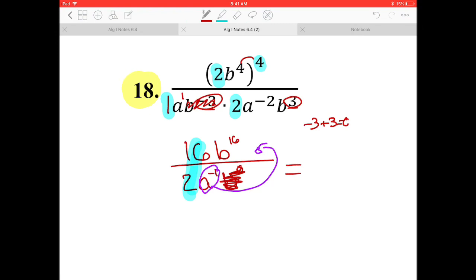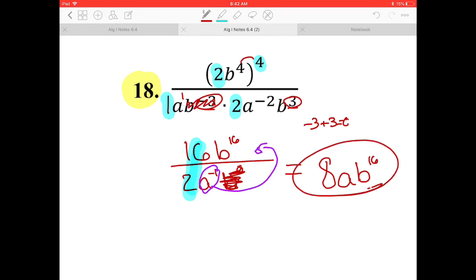So 16 divided by 2 is going to give us 8. With the exponent that's a, we're going to cross the line, flip the sign, so a. And then we have a b to the 16th power. And then actually there's nothing left over in the bottom. This is not a fraction anymore. If you want to put it over 1, you can, but again, that's not necessary.